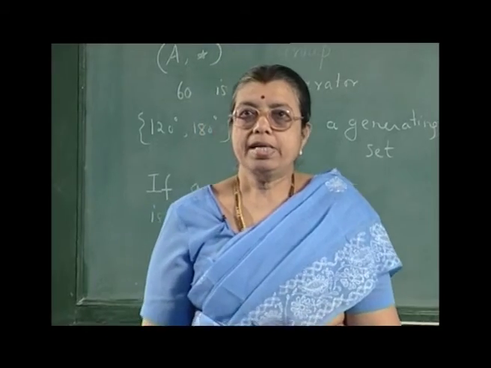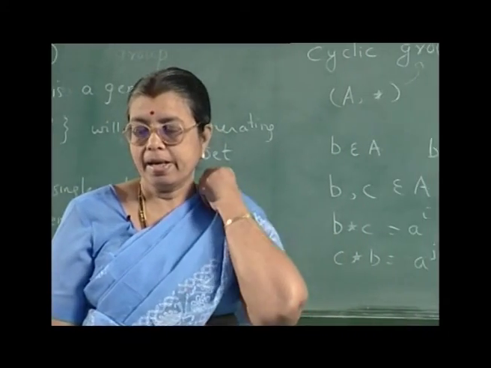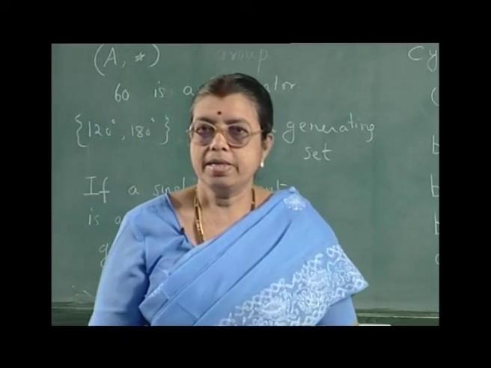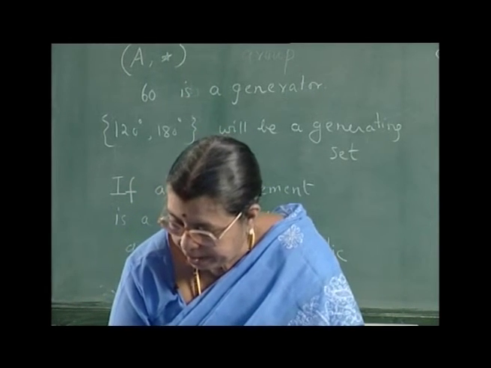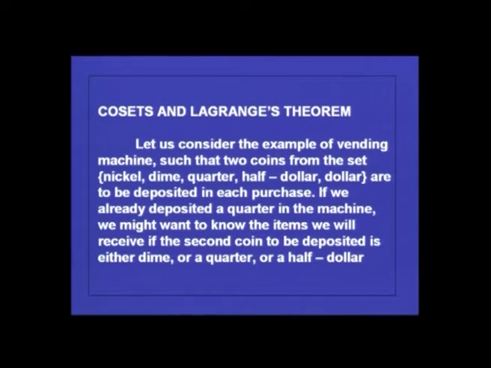So, next we shall see what is meant by a coset and what is Lagrange's theorem. Let us consider what is meant by a coset. Let us consider the example of a vending machine such that two coins from the set nickel, dime, quarter, half dollar, dollar are to be deposited in each purchase. If you already deposited a quarter in the machine, we might want to know what are the items we can receive if the second coin to be deposited is either a dime or a quarter or a half dollar.